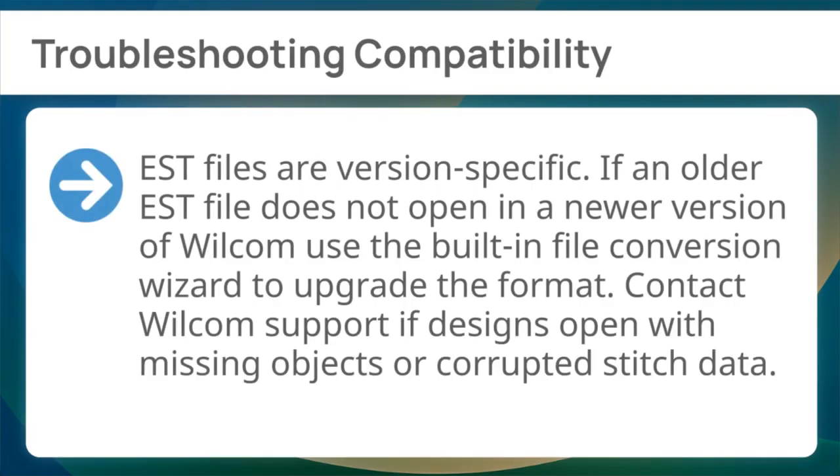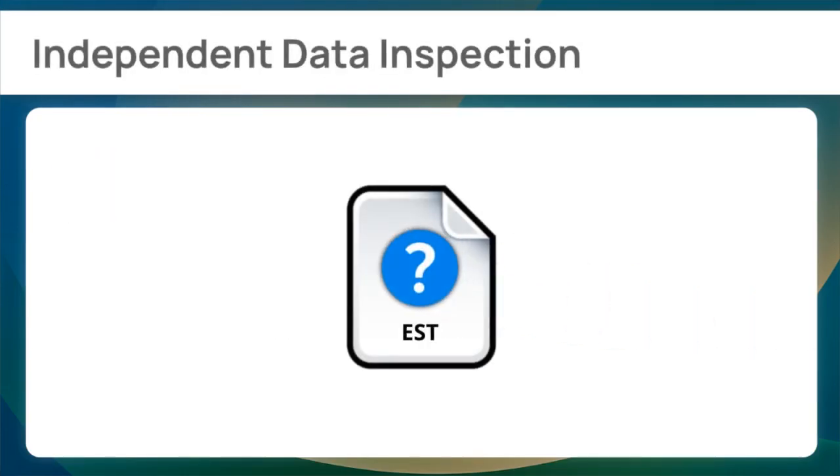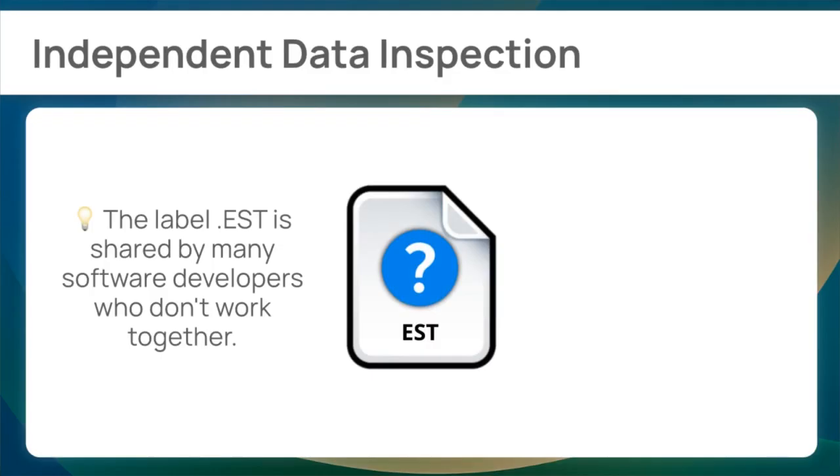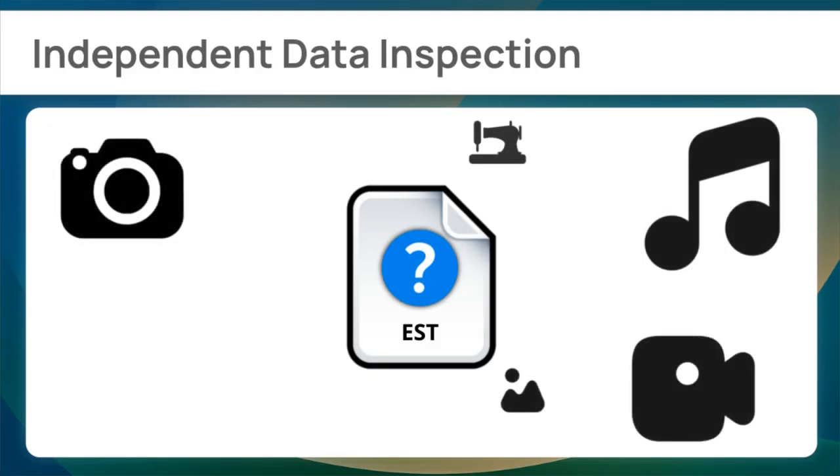If an older EST file does not open in a newer version of Wilcom, use the built-in file conversion wizard to upgrade the format. Contact Wilcom support if designs open with missing objects or corrupted stitch data. If compatibility checks failed, it is likely because the file extension name is shared by different developers for unrelated formats, causing your PC to use the wrong reading language.